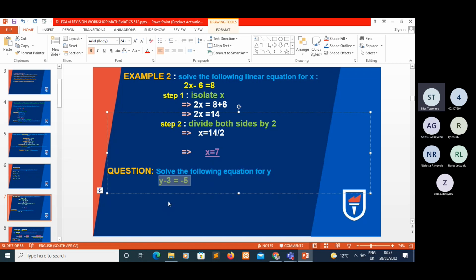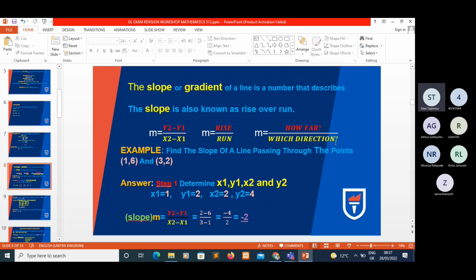Okay, so this is how you solve. I want you to go through it maybe later. Once the lecture is done, I'm going to upload the slides as well. Okay, all clear, guys? All right, so let's move on.